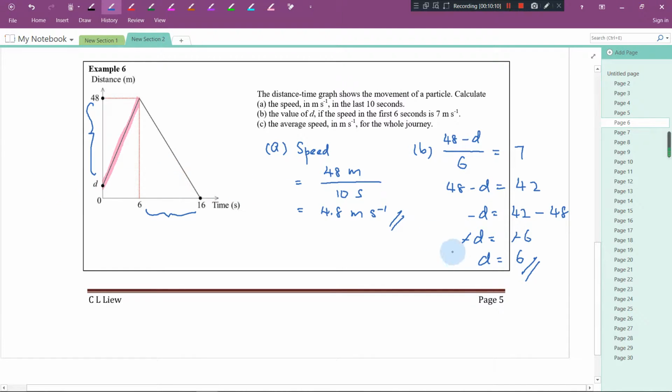Okay, so once we get the answer, it's better we write it over here. Maybe we need to use it in the next part. The average speed, okay, let's try the last part. The average speed in meter per second for the whole journey. So average speed, we have gone through many questions about average speed, so I hope that you have no problem now.